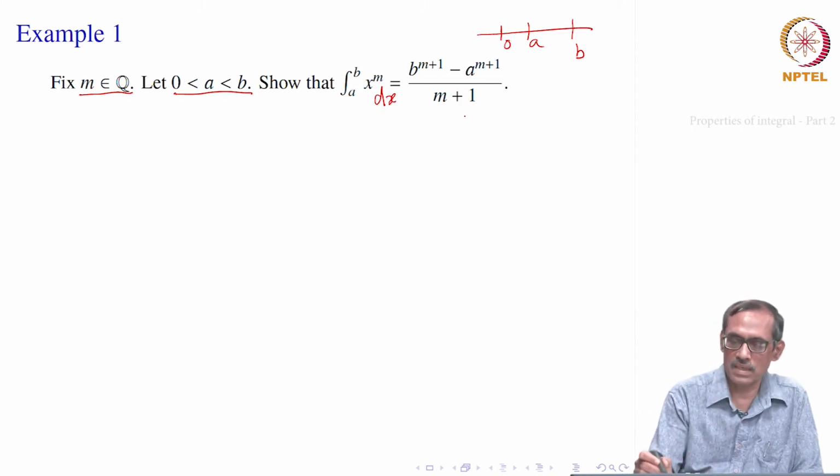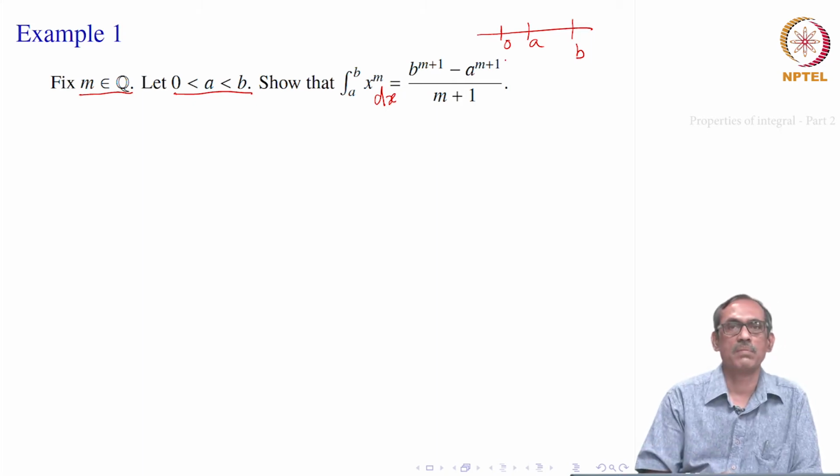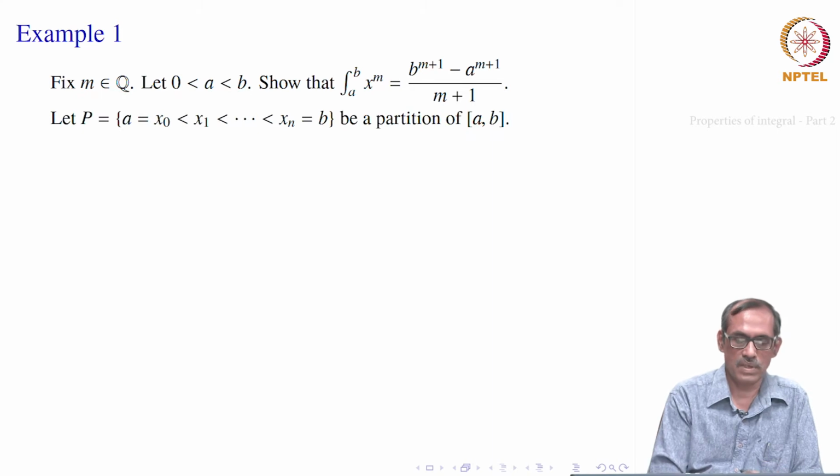So, that is equal to b to the power m plus 1 minus a to the power m plus 1 divided by m plus 1. To show it, we have to really compute, find the Riemann sum, take the limit and see that it happens, right. But let us see how we proceed.